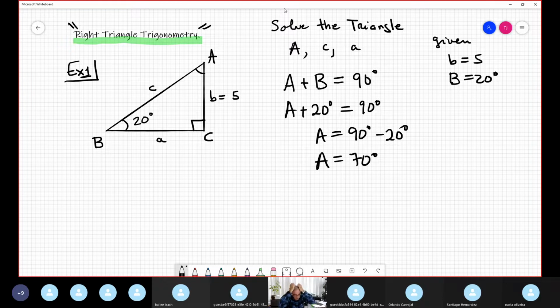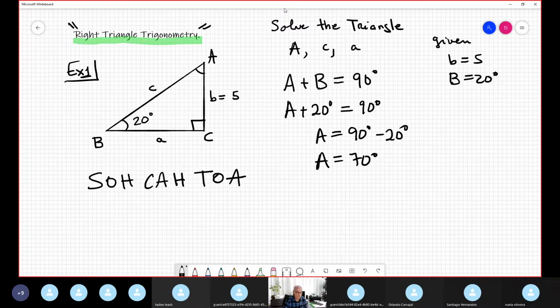But in the word problem, we have a river, we have something. Now it's 70 degrees. I found that first one, A. To find A and B, I take advantage of trigonometry. And remember SOHCAHTOA. I don't know if you like this or not. You like this? She likes SOHCAHTOA.